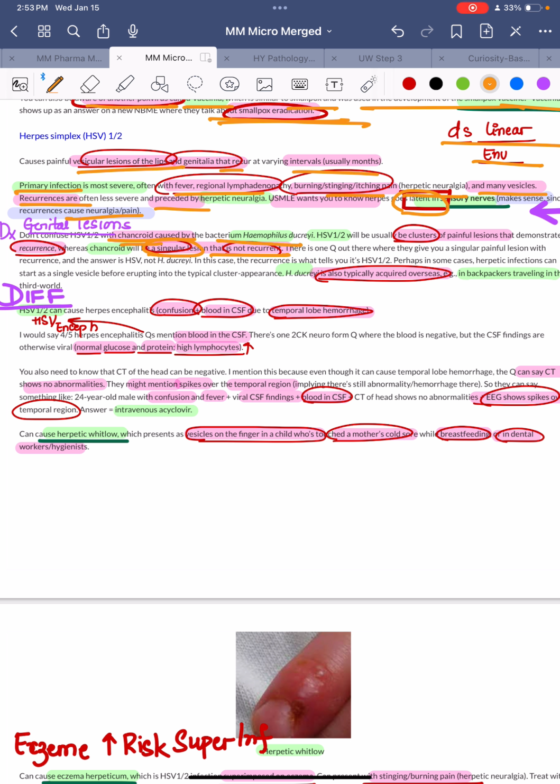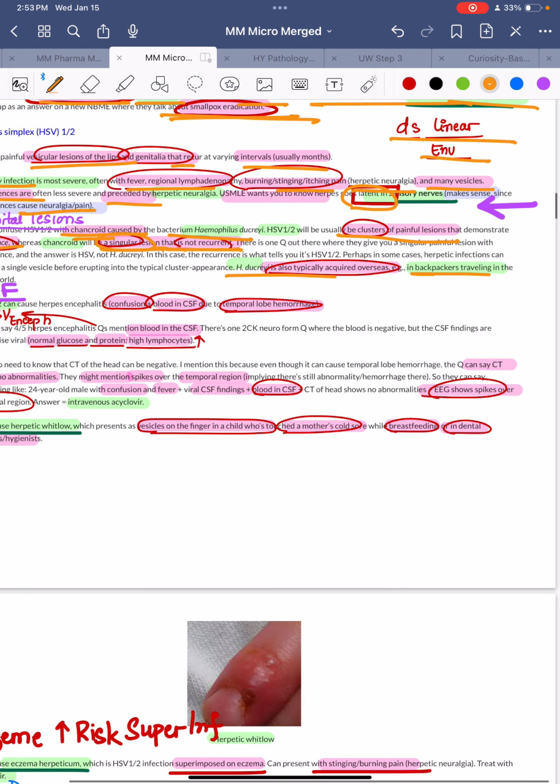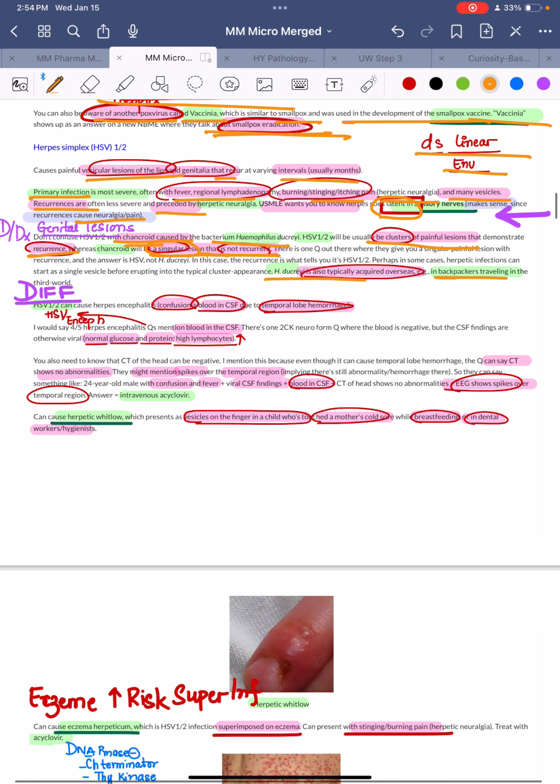So if they give you a single genital lesion that is not recurrent, then the diagnosis would be chancroid, caused by a bacterium which is Haemophilus ducreyi. But if they give you clusters of painful lesions that are recurrent, then the diagnosis would be HSV 1 and 2, which is a DNA virus, right? And if they ask about this singular lesion that is not recurrent, and ask what risk factor can be present in the history, then you would say that it's possible that this patient went backpacking and traveling to a third world country, because it's normally acquired overseas, right?